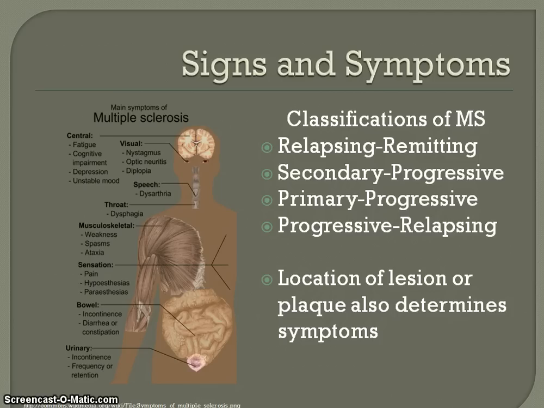But generally, a lot of people with MS experience fatigue, depression, moodiness. You could have nystagmus or diplopia, which is double vision. You can have trouble swallowing. You can have spasms, pain. So there's a lot of symptoms that are possible, but it really all depends on where in the brain your plaque is that determines what your symptoms are.